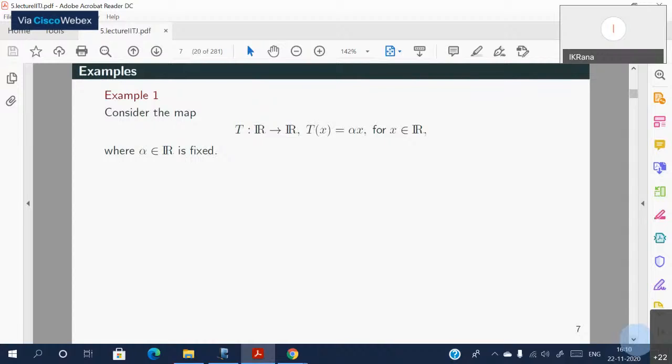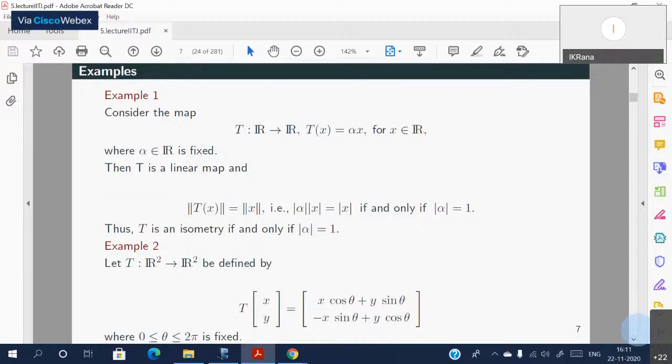Let us look at some examples. Let us look at a map T from R to R as a linear map. The only linear maps are Tx equal to alpha times x, where alpha is fixed. If this is to be an isometry, then the mod of alpha should be equal to 1. So the linear map Tx equal to alpha x is an isometry from R to R if and only if mod alpha is equal to 1. So this gives a description of all isometries from R to R.